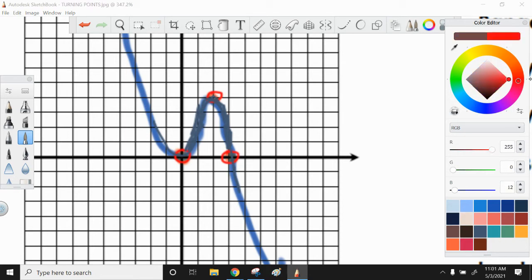What I've got here is this first one is an x-intercept. The second one is also an x-intercept. This first one is a y-intercept as well, because I've touched the y-axis. And here's the stuff we really care about. Okay, this right here is a minimum. And this right here is a maximum.